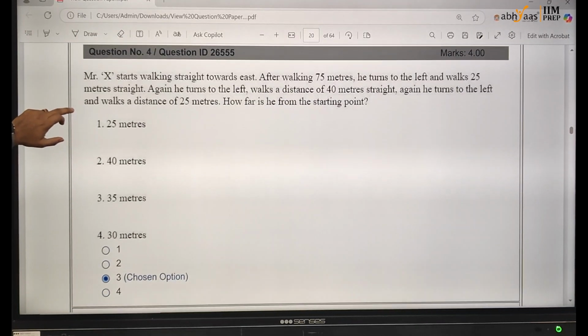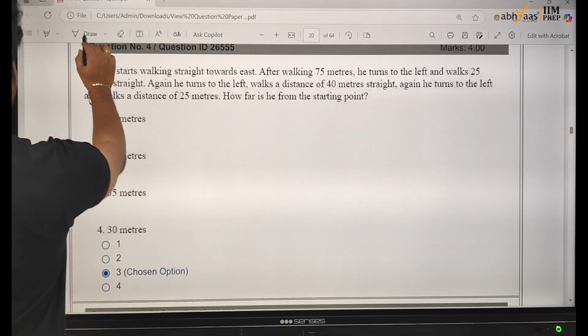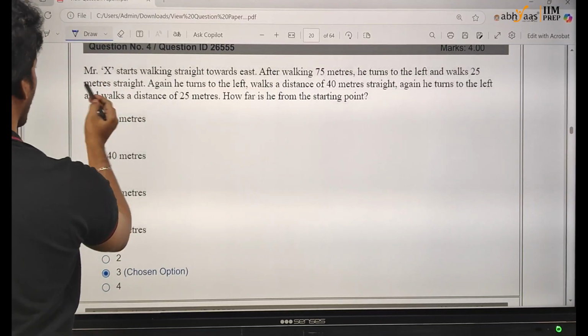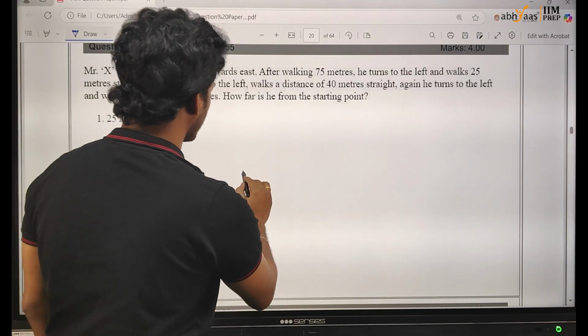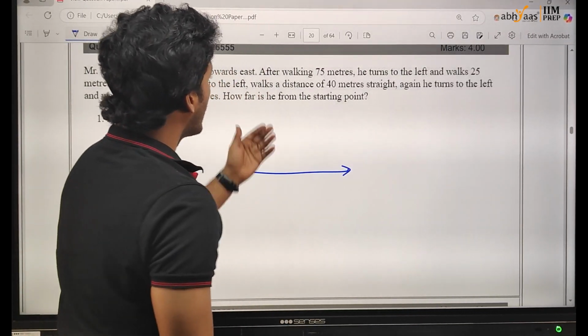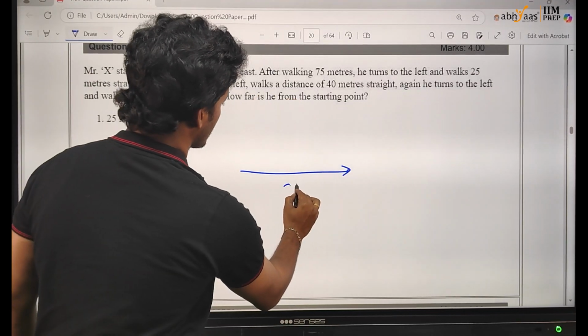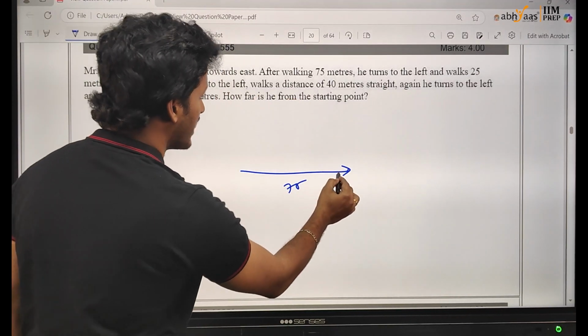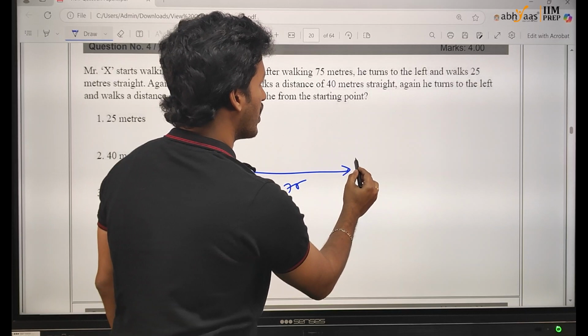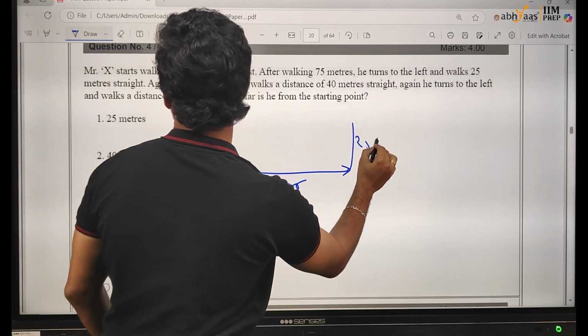Mr. X, now this is directions. The previous question is very easy. Mr. X starts walking straight towards east. After walking 75 meters, he turns to his left and walks 25 meters straight.